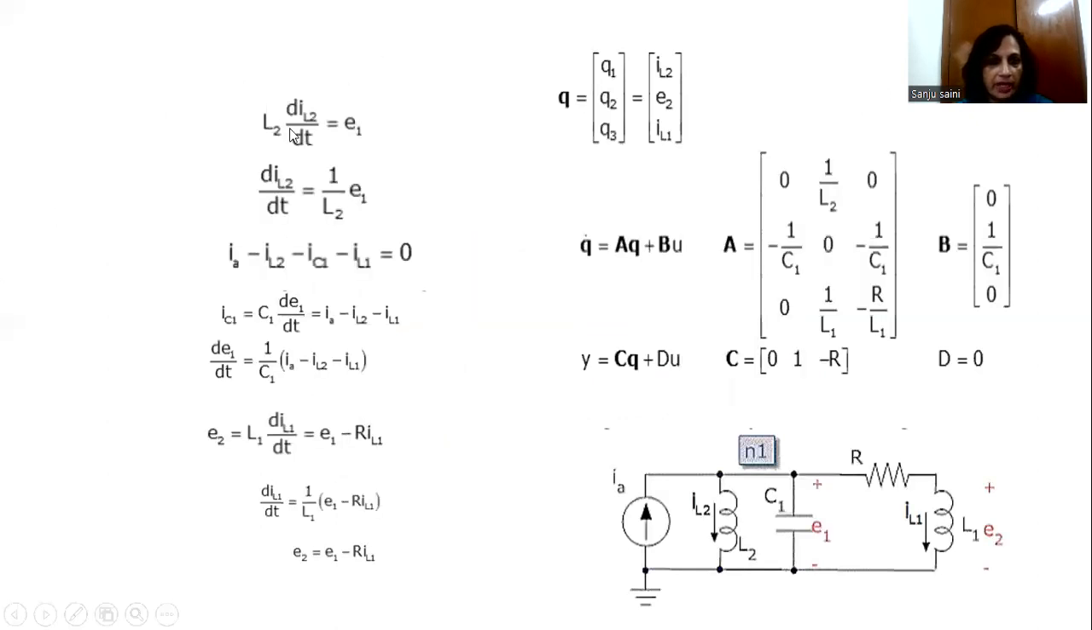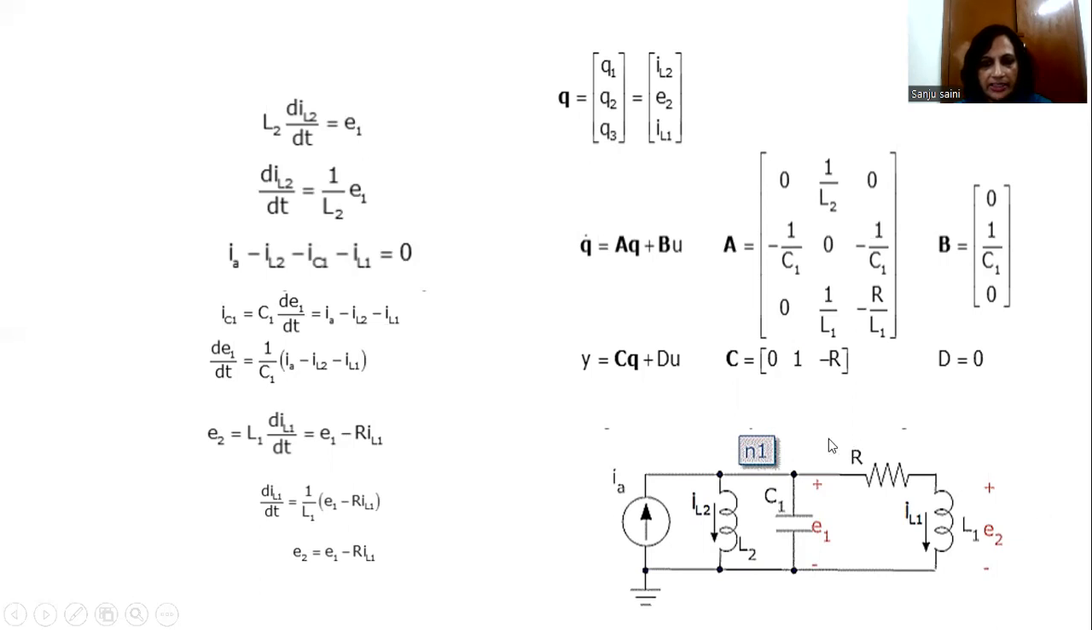So here we have decided on three state variables: the voltage E1 across the capacitor, the current IL1 through the inductor, and the current IL2 through the inductor. So we have three state variables. First of all, we write down the basic equations of the system.